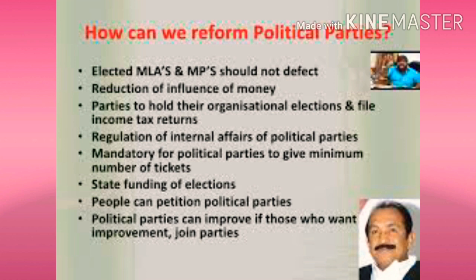The next one is that people can put pressure on political parties through petitions, publicity and agitations. Parties should reduce the influence of money and criminals. So people can put pressure on political parties through petitions, publicity and agitations. At the same time, the party should reduce the influence of money and criminals. And the party should select candidates for contesting elections who have a good record.